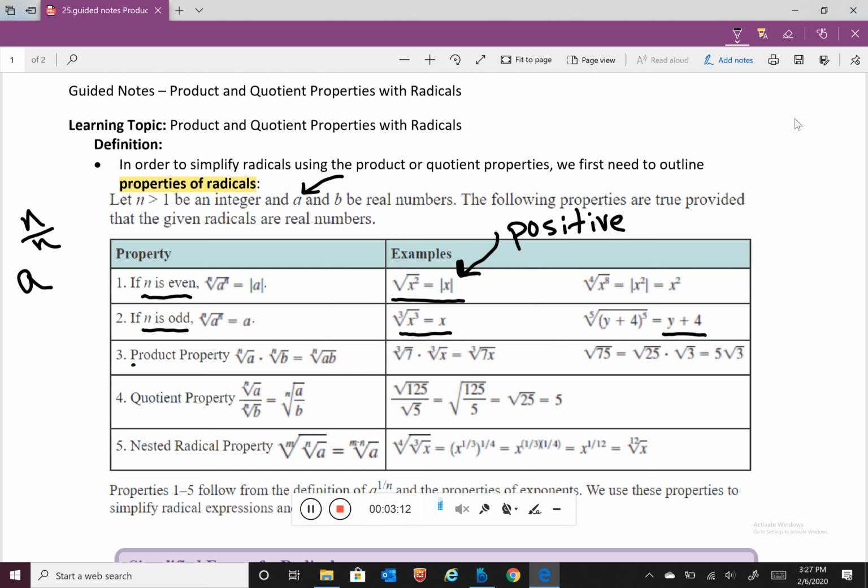We are going to dive into the product property and the quotient property together. Now for the nested radical property, I don't have any examples that we are going to do together. And so if this pops up in Alex, I want you to refer to this example right here, where the fourth root of the cubed root becomes the 12th root by multiplication. So nice little example right there.